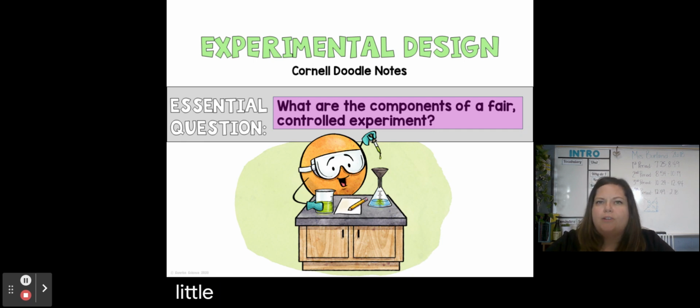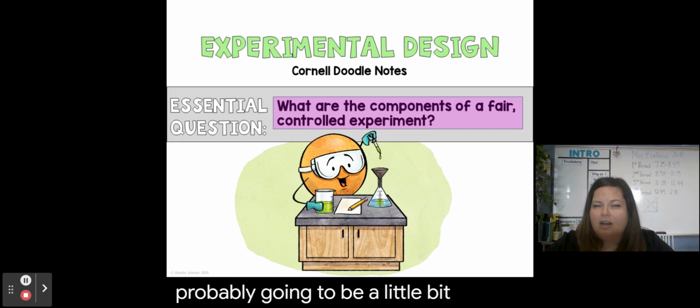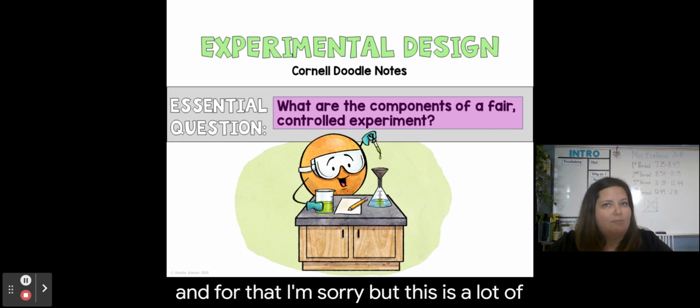These notes are a little different from what we've been taking this week. These are called doodle notes. You'll actually have 4 pages of these. These notes are probably going to be a little bit longer, and for that, I'm sorry, but this is a lot of information, okay?